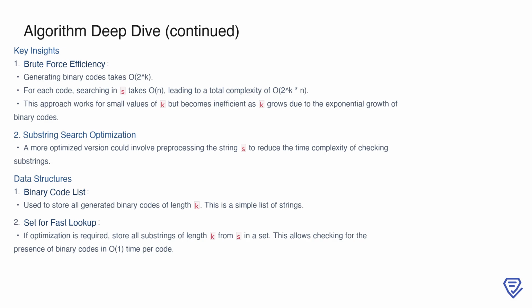Generating all binary codes requires O(2 to the power of k) time, and for each code, searching through the string S takes O(n) time. This leads to a total complexity of O(2 to the power of k times n), which becomes impractical for larger values of k. To address this, we can optimize the substring search step. By pre-processing the string S, we can reduce the time required to check for the presence of binary codes. For example, instead of generating all possible codes explicitly, we could use a set to store and retrieve substrings more efficiently. This allows us to streamline the search process and avoid redundant computations.